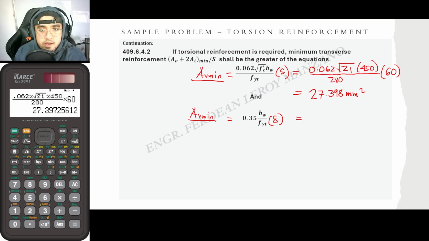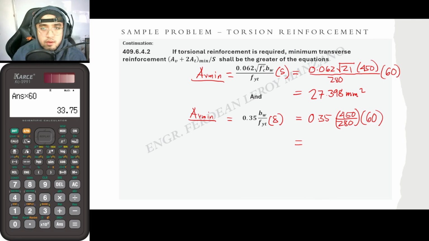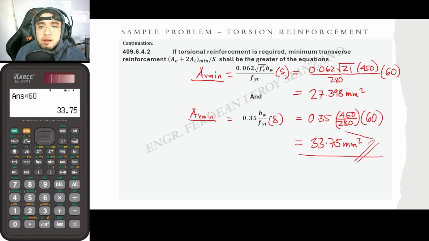And as for this one here, this is now 0.35 times BW of 450 divided by 280 times S, and the spacing that we have solved for earlier once again is 60 mm. So from that, this is now equal to 0.35 times BW of 450 divided by 280 times 60. So the answer here is now equal to 33.75. And as you can see, the greater between the two is this. So basically, this is now our AV minimum.